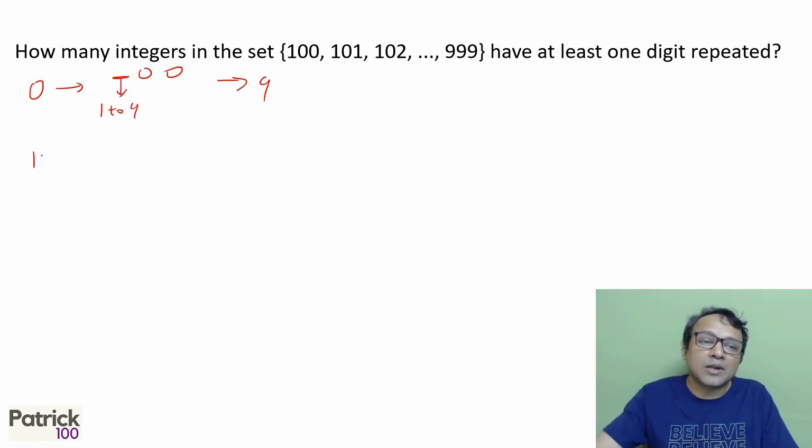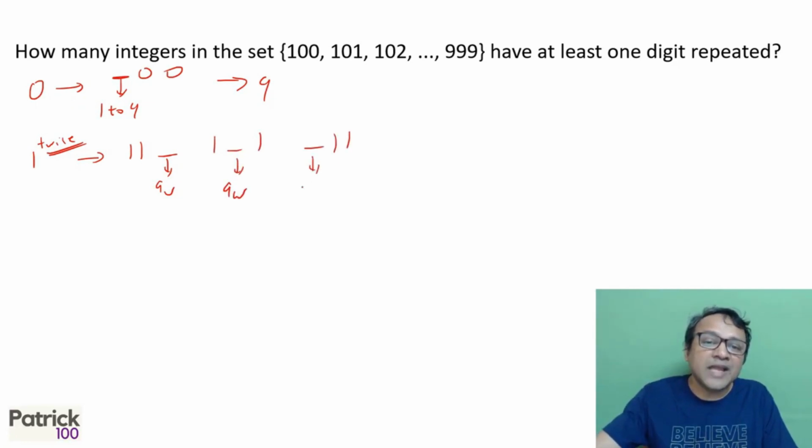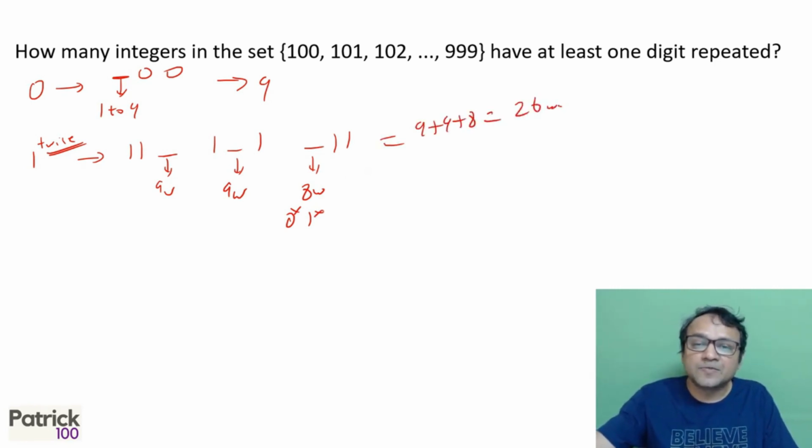Now let's take 1, repeated twice. It can be repeated twice or thrice; I'm taking twice first. If 1 has to repeat twice, it can be 1, 1, and the third digit can be 9 ways, any digit apart from 1. For 1 dash 1, the second digit can be 9 ways. And for dash 1, 1, the first digit can be 8 ways, because 0 is not possible. So the total number of ways becomes 9 plus 9 plus 8, which is 26 ways.